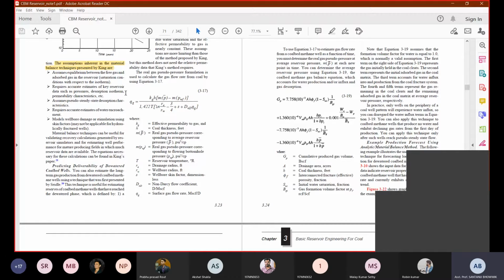So that is totally saturated with the gas.